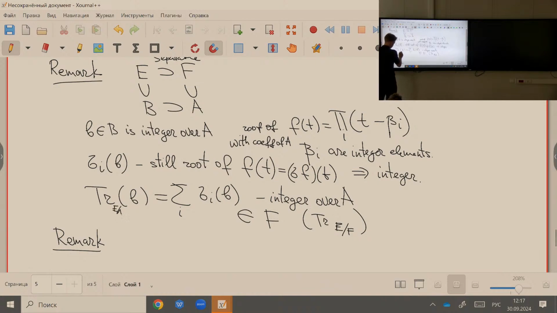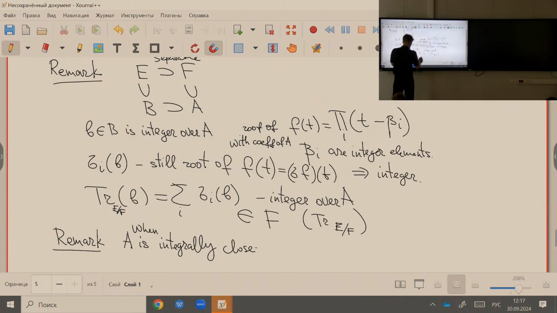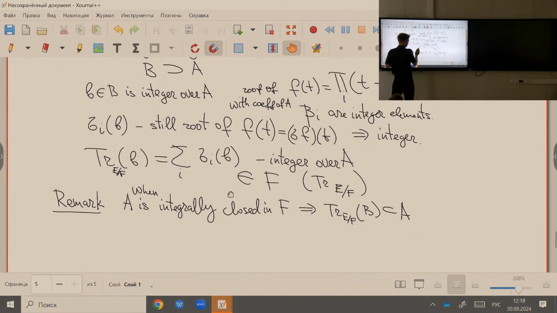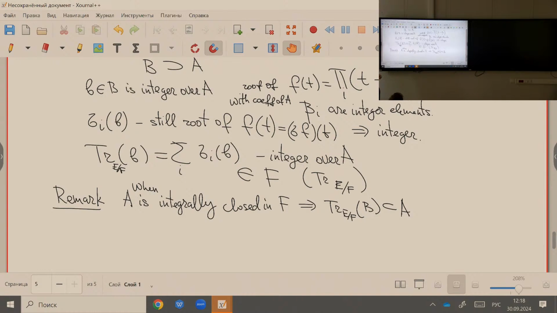And this means that this is an element of F. So this means that if A is integrally closed in F, then this implies that the trace of E over F of b lives inside A. Just because this is an integral element and it is an element of F, and A being integrally closed means that such elements are really elements of A.